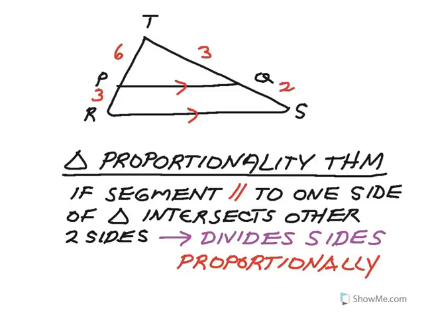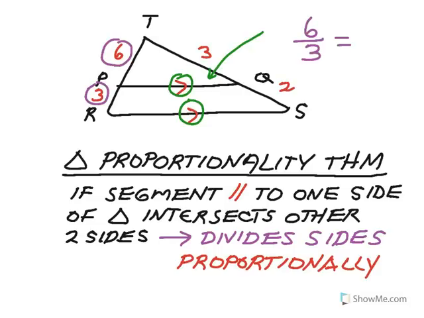So the first theorem in this lesson is the triangle proportionality theorem. And what this says is that if you have a segment that goes through the middle of a triangle like this, and it happens to be parallel to the third side, and it intersects two of the sides, then it divides those two sides of the triangle proportionally. In other words, the ratio of the 6 to the 3 will be the same as the ratio of this 3 is to this 2.